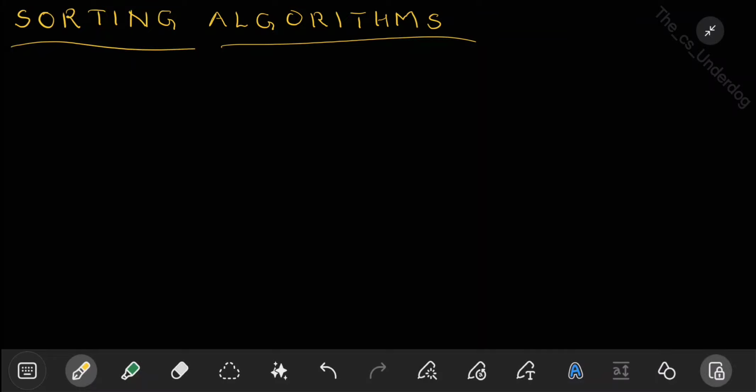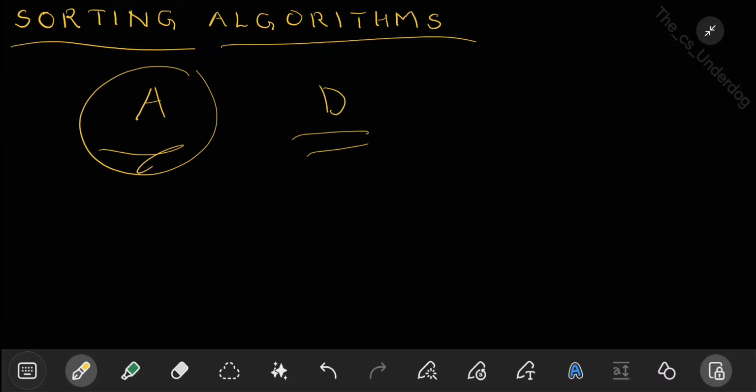Sorting algorithms. What is sorting? Sorting is the process of arranging elements in a specific order. So, you generally arrange in ascending or descending order. Why should you do this? Why should you arrange in ascending or descending orders? Or why should you sort? What is the importance of sorting?